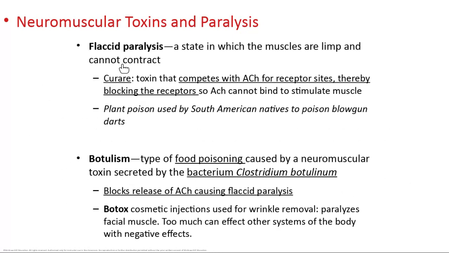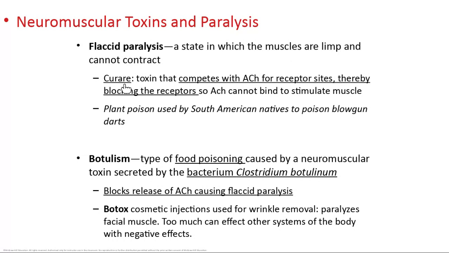So we said there's something called spastic paralysis. There's another type of paralysis called flaccid paralysis. Now, this is a situation where the muscles are very limp and just cannot contract.